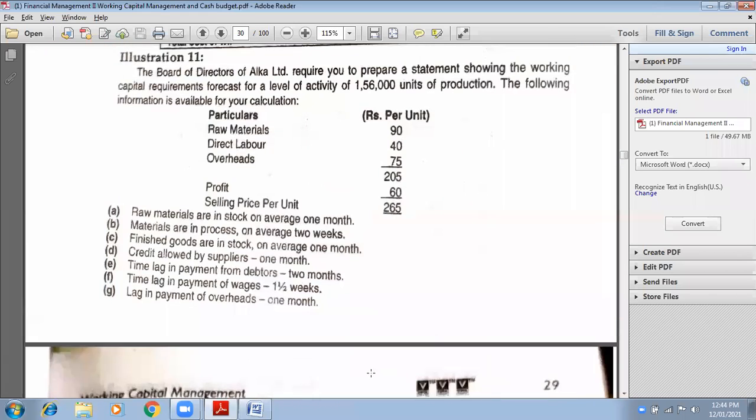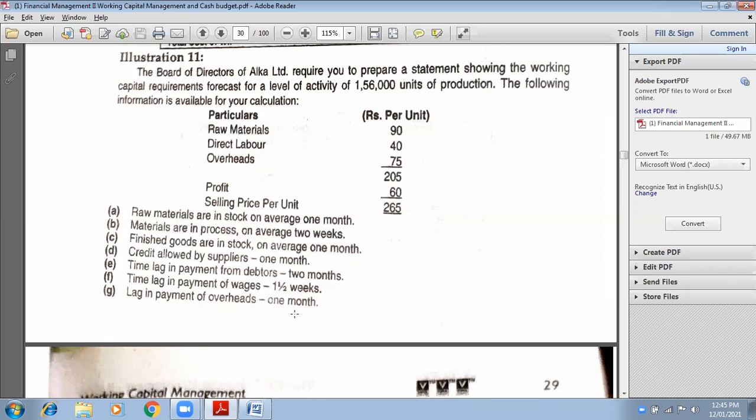Now, the next point is lag in the payment of overheads is 1 month. Remember, we need to convert 1 month into 4 weeks. So, time lag means outstanding overheads. Is it my current asset or my current liability? Current liabilities. Very good. Write down outstanding overheads. Number of units 3000.